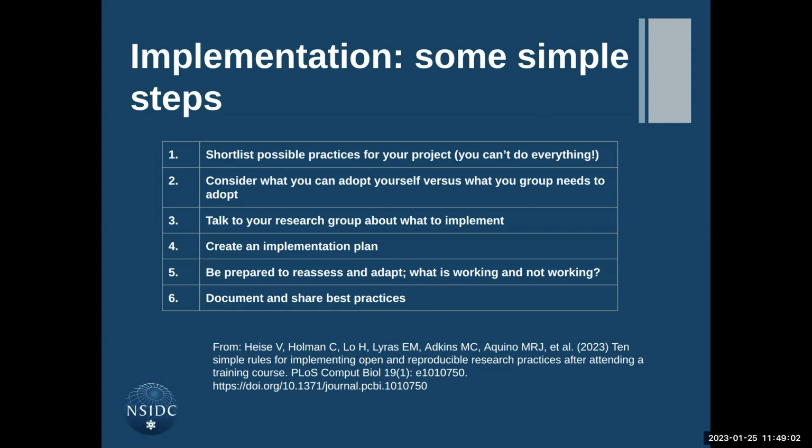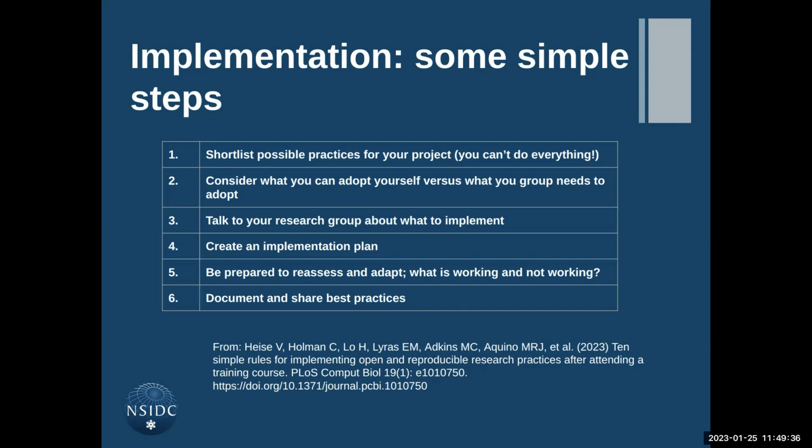There's some simple steps we can take, right? There's a lot to take into account. So shortlist possible practices for your project, right? You can't do everything, but you can focus on things that you're excited about or things that you think are really going to move things forward. Consider what you can adopt yourself versus what the group needs to adopt. This is about both personal development as well as changing the way a research group or an institute works. And then communicate with the research group about what to implement.